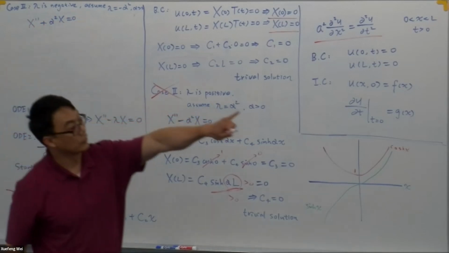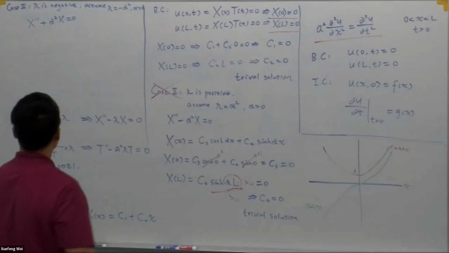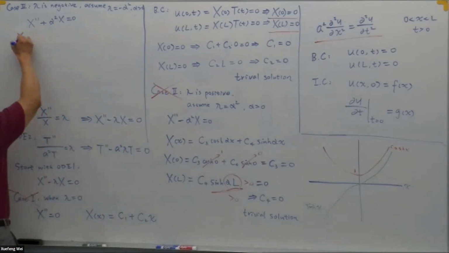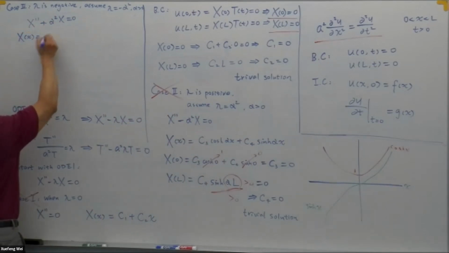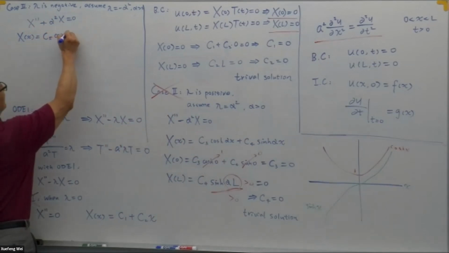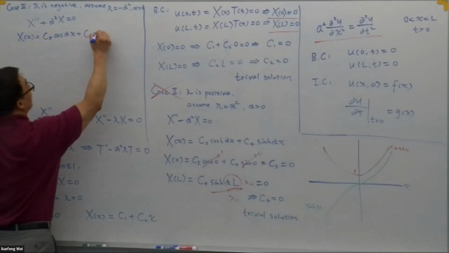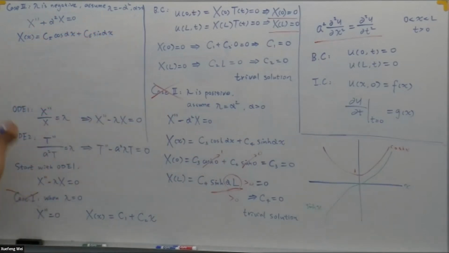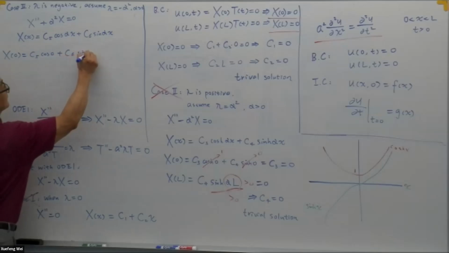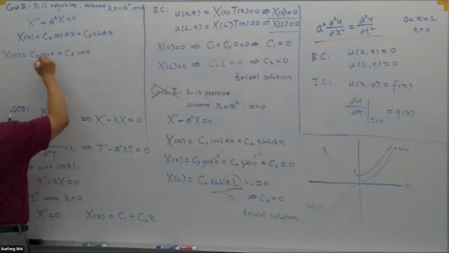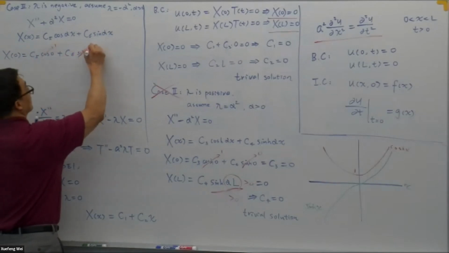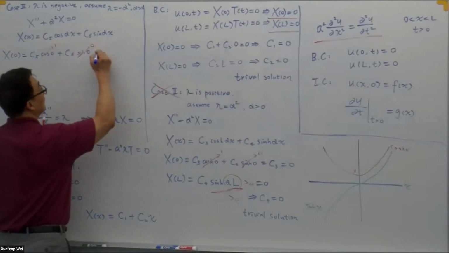Okay, so now we're going to use the second one. The solution for this is x as a function of x equals, I already used C3, C4, so I'm going to use C5 cosine alpha x plus C6 sine alpha x. So let's plug into the boundary condition. X of 0 equals C5 cosine 0 plus C6 sine 0. Cosine 0 is 1. Sine 0 is 0. So this equals C5.